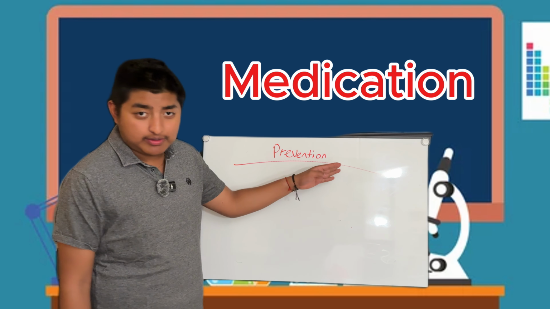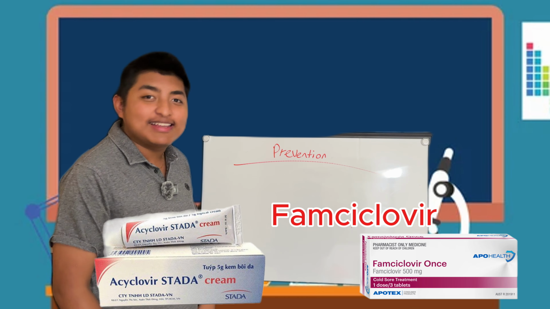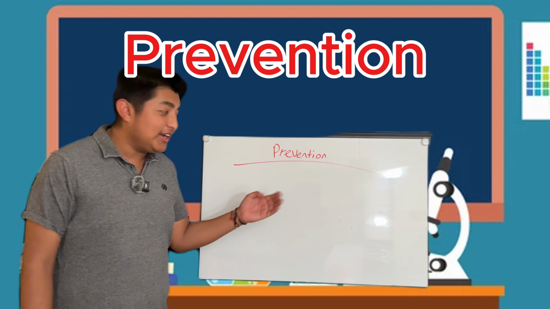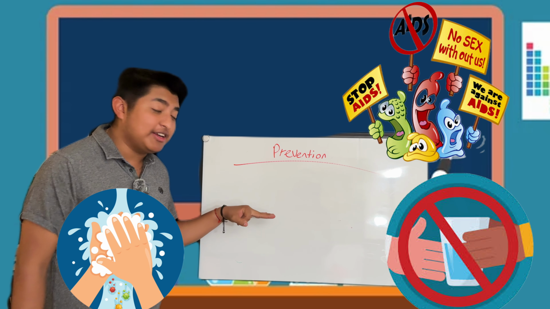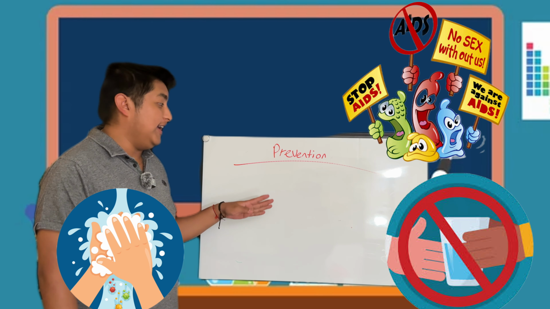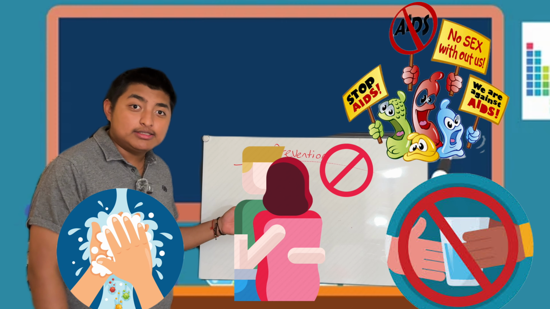I'm just gonna list some of the medications that you could use in case you get this. Hopefully not. But how to prevent this is the most important part. You're gonna wash your hands, use condoms, avoid sharing objects with people who have open sores, and most important, don't have sex.